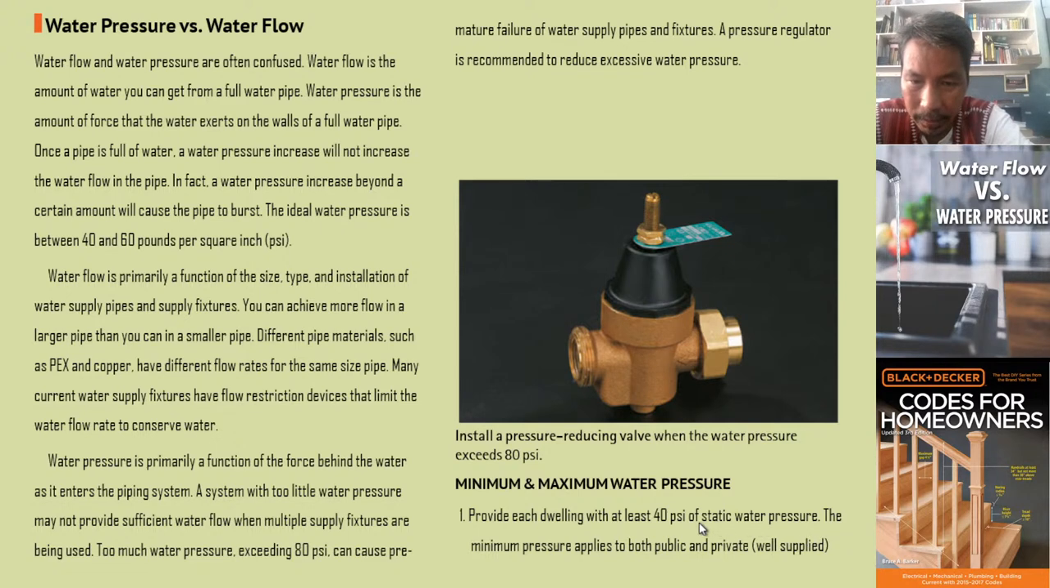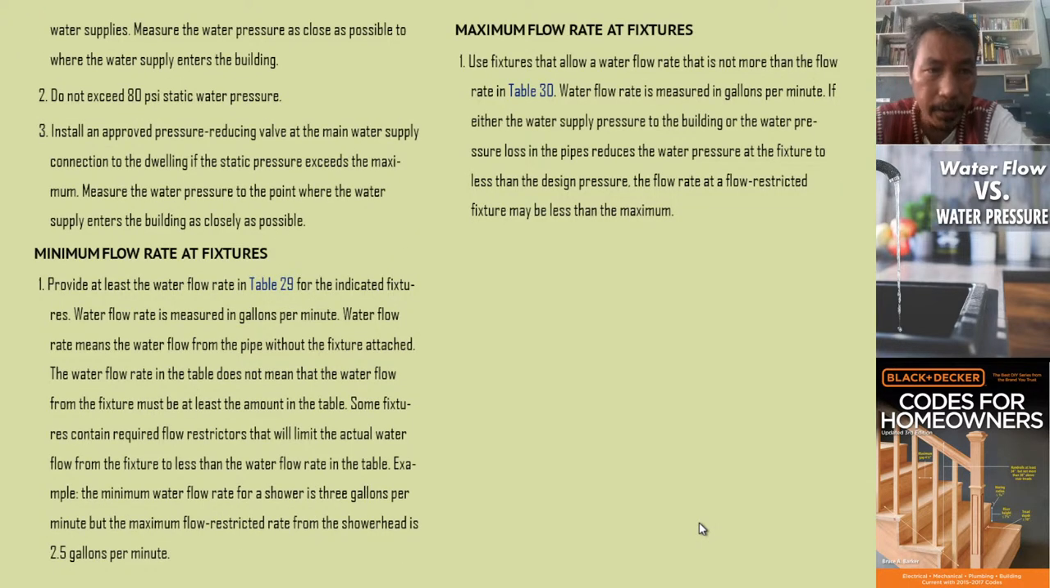So, the target for design for construction is 40 PSI. Okay? So, that is the size of the bus or the size of the car, 40 PSI. Minimum to both public and private. And do not exceed 80 PSI.